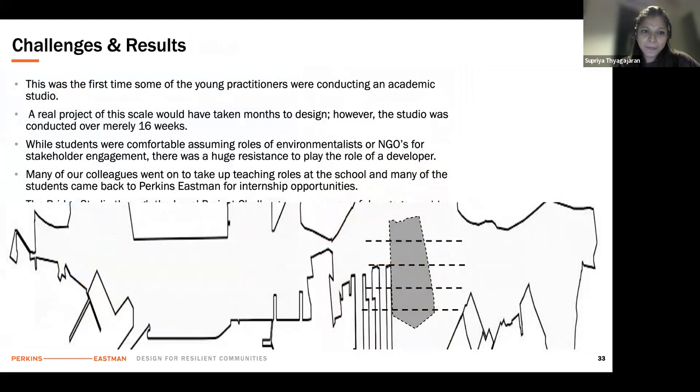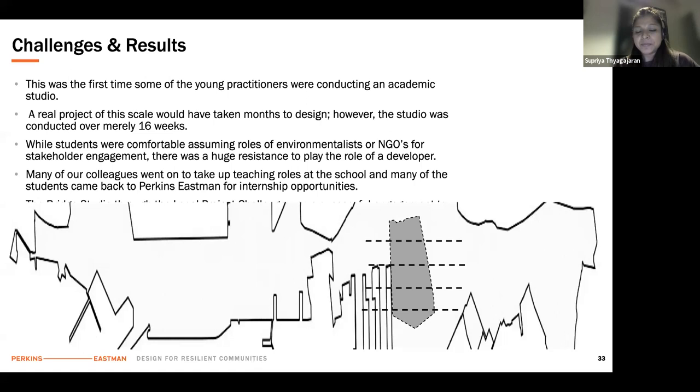So this didn't come easy. It had its own set of challenges. This was the first time some of the young practitioners were conducting an academic studio. So a lot of discussions went into how to structure the studio, what should be the steps, how do we actually provide students with a real life project experience.